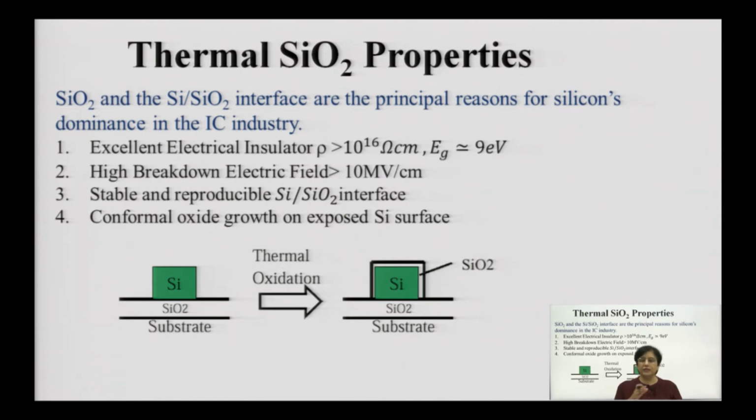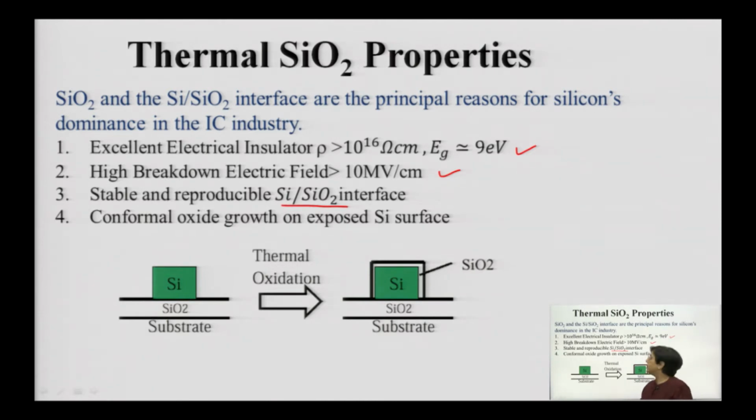So, in continuation, mapping those benefits or advantages of silicon dioxide, we are coming back here. It works as an excellent electrical insulator having resistivity of 10^16 ohm centimeter, and the band gap is around 9 electron volt. It has a very high electric breakdown field of almost 10 megavolt per centimeter. It is very stable and reproducible. The Si-SiO2 interface is very reproducible. Wherever you grow the SiO2, it will have the same properties.